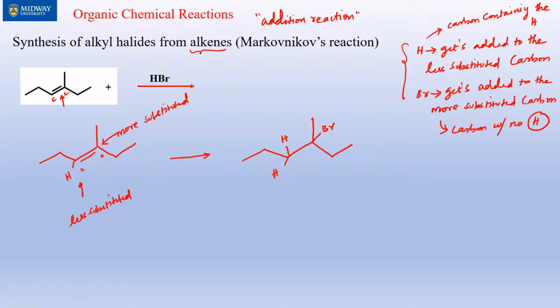So this is Markovnikov. This is what we have added. We've added the hydrogen to the less substituted carbon, which is the carbon containing the hydrogen, and the Br to the carbon containing no hydrogen, or the more substituted carbon. This is Markovnikov's. So why don't you name it? This is simply nothing but this.